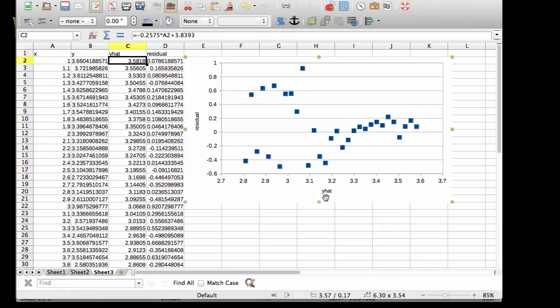So in this video, we've talked about how to use a linear regression model to predict y values for given x values, and then we've talked about using residual plots to determine whether or not the linear regression model is a good fit to the data.